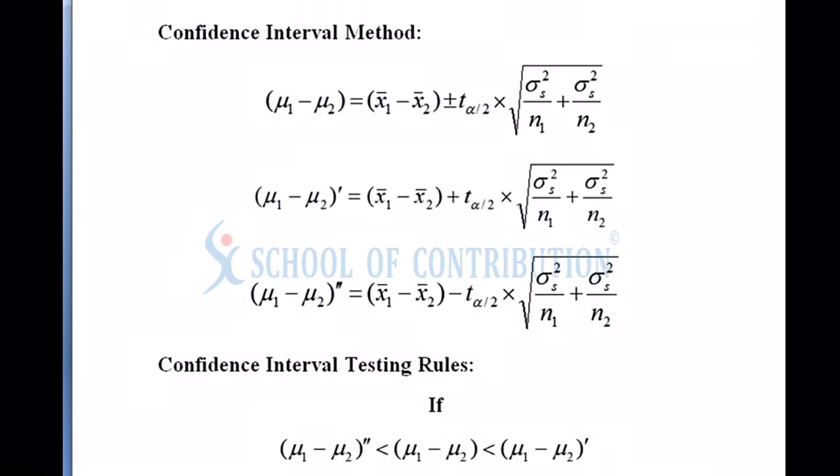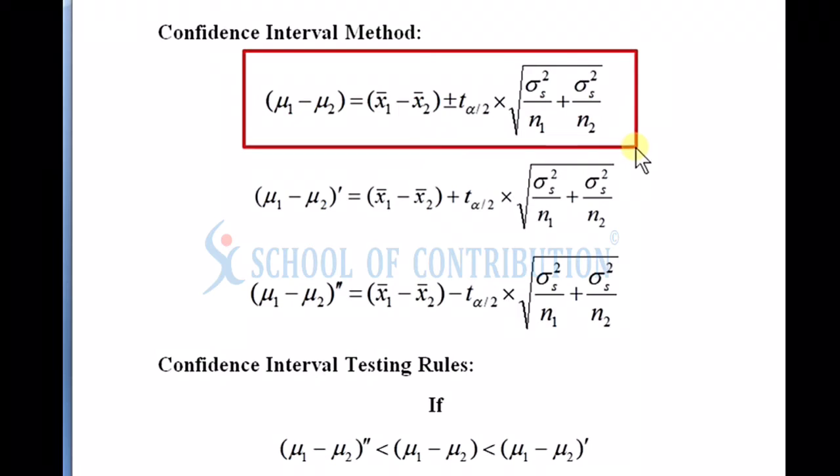To apply the confidence interval method, we need to know the confidence interval formula for the t-test for two population mean test. The formula contains the difference between the two population means, mu1 minus mu2, the difference between the two sample means, and this is the combined standard deviation.